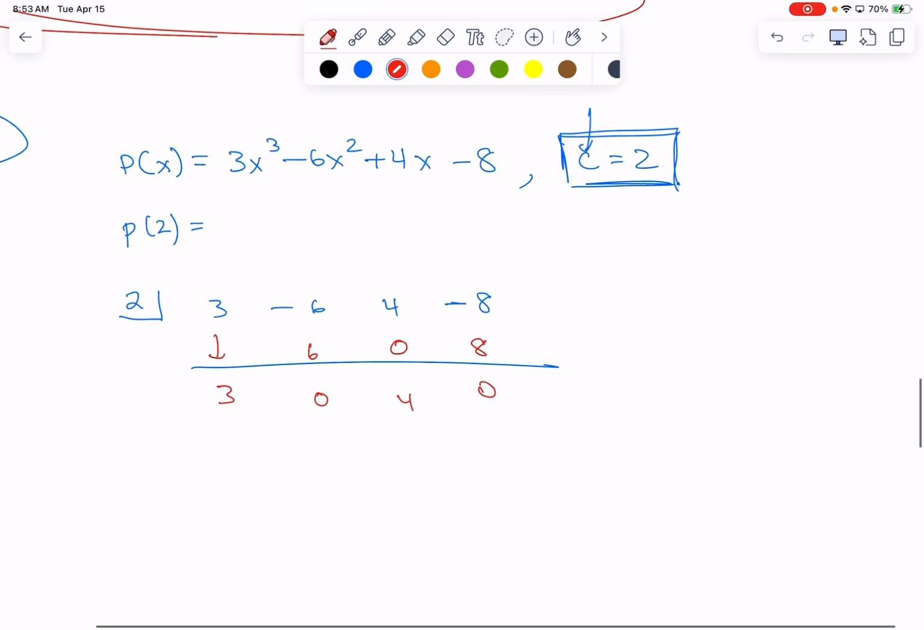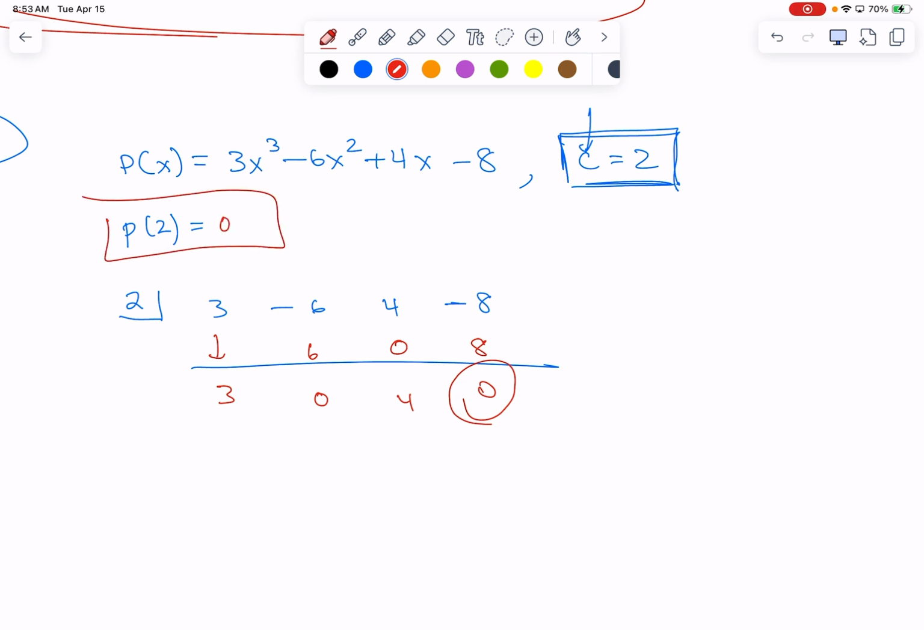Okay, now, was the remainder 0? Guess what? P of 2 equals 0, which means that's an x-intercept on that graph. That means x minus 2 is a factor. That means the remaining factor is 3x squared plus 4.